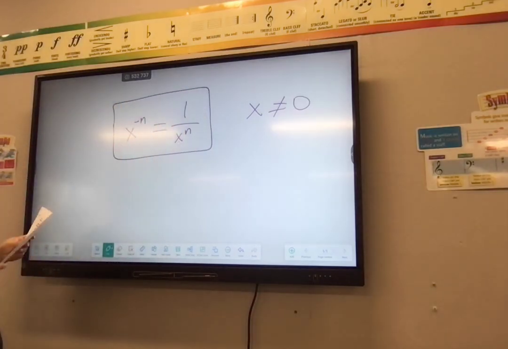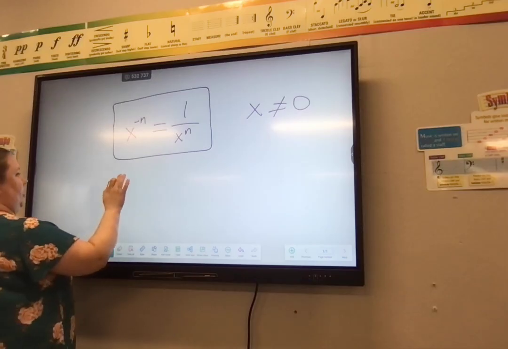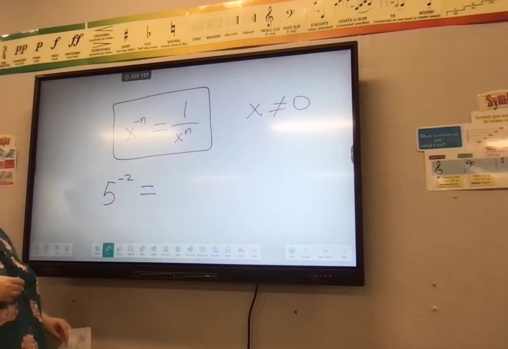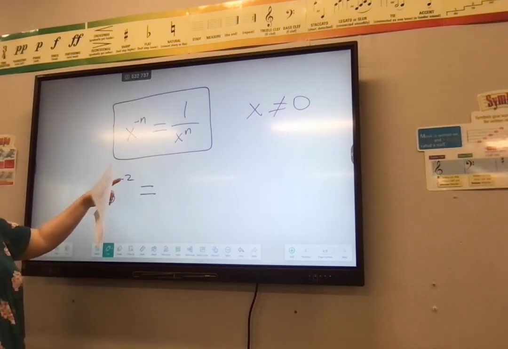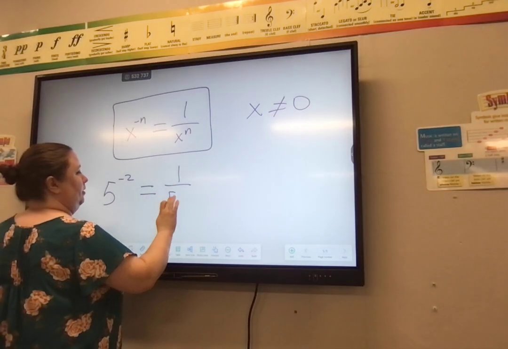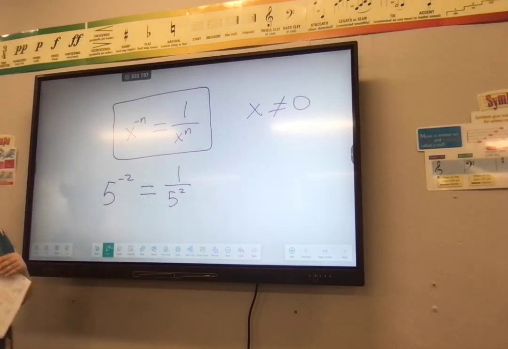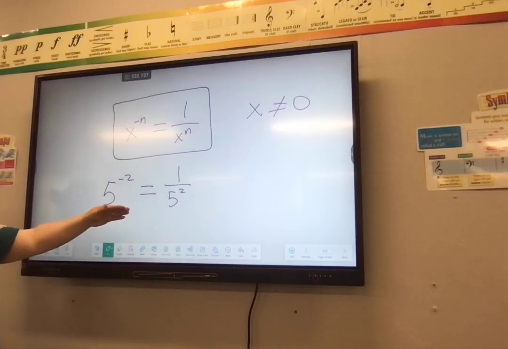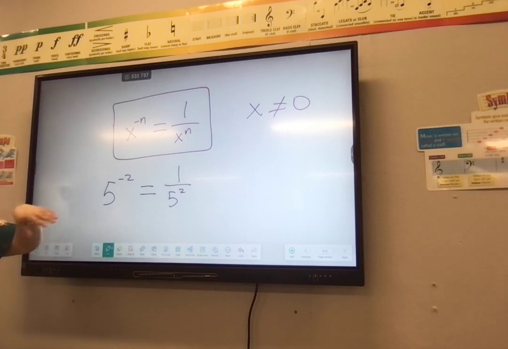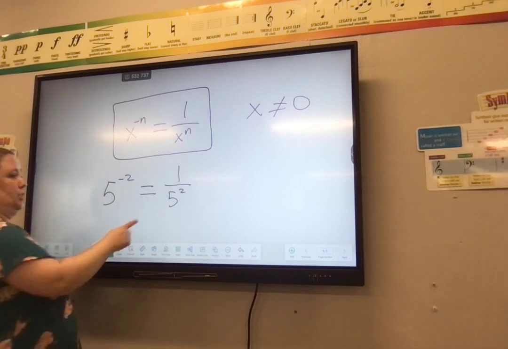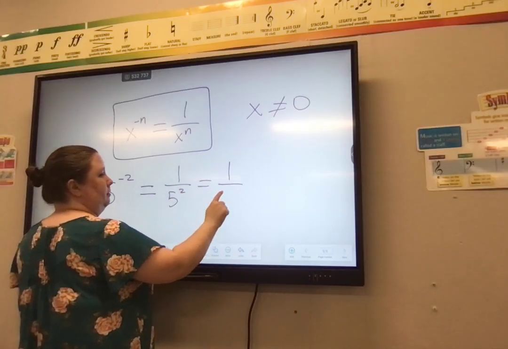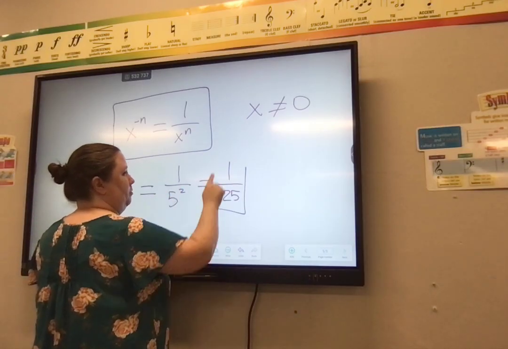So let me show you an example. If I have 5 to the power of negative 2, how would I rewrite that to simplify it? Can't have a negative exponent. I need to put it under 1 over 5 to the power of 2. All we did was rearrange it to be underneath the denominator line, essentially. And then to simplify this, you have 1 over, what is 5 squared? 25. So then this would be your final answer.